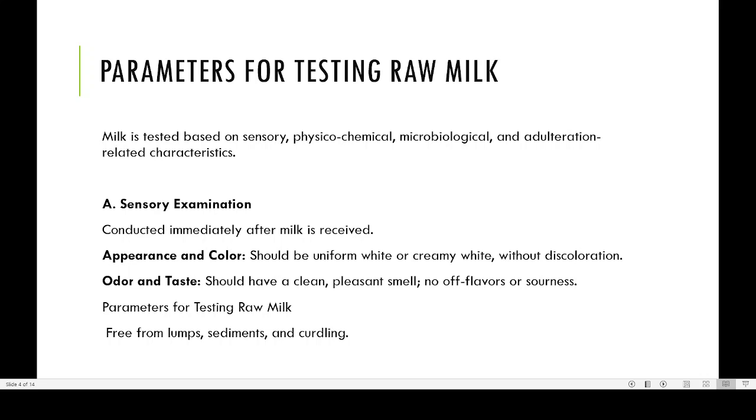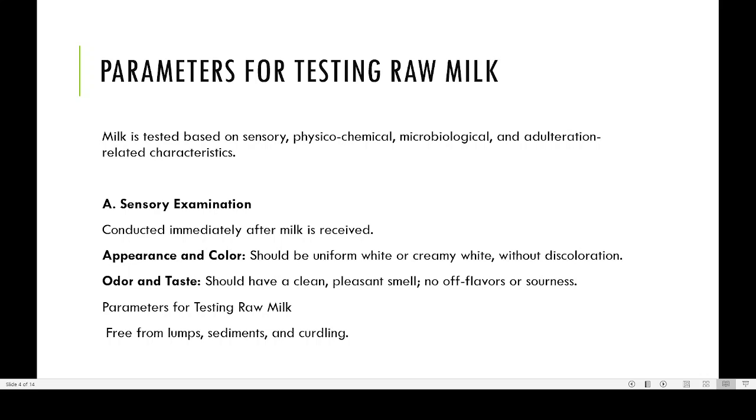Then second is the odor and taste. It should have a clean, pleasant smell. For example, the smell of freshly collected milk will be different from a milk that has been kept for several hours. So the smell, the appearance, the taste can tell a lot of things. These are the things which we will be able to tell without any kind of equipment or instrument. With our sense organs itself we can tell.